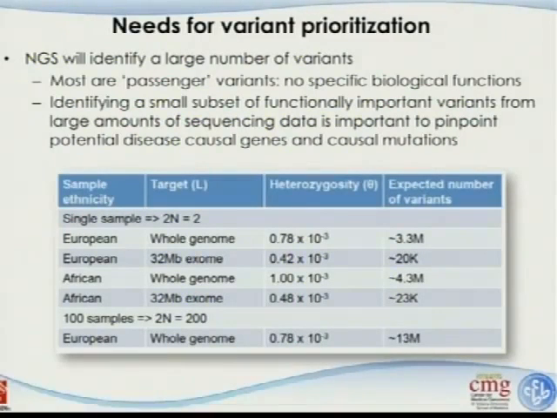So this is the table that we had from last time. This really tells you, for different types of experimental settings, the number of variants that we are expecting to discover. If this is European whole genome sequencing, we are expecting 3.3 million variants. If this is exon sequencing, it's about 20,000 to 40,000 variants. If it's African, we are expecting 4.3 million variants, and for African exon sequencing, that will be 23,000 variants. And if there are multiple samples, this is the total number of variants we are expecting.